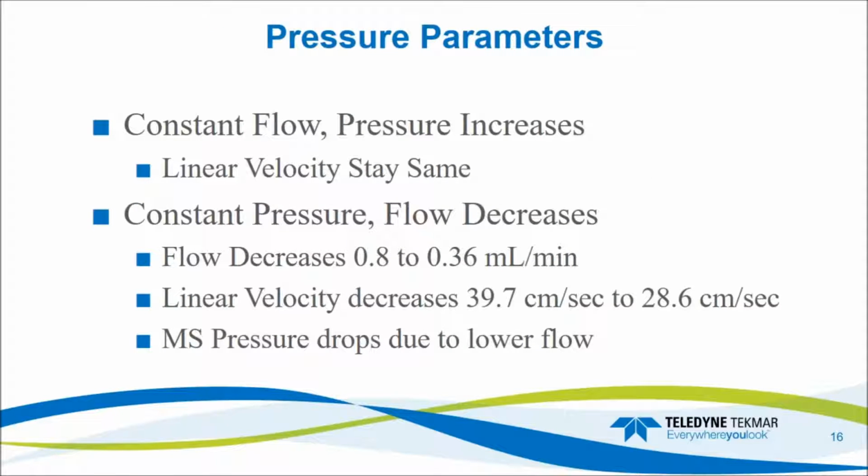And as you know, with constant flow, the pressure will increase, but the linear velocity stays the same. When you do it by constant pressure, the flow does decrease. And watching the GC, we've noticed the flow decrease from about 0.8 mL per minute down to about 0.36 mL per minute when it reaches the final temperature. The linear velocity, because of that flow change, also decreases. So it went from about 39.7 centimeters per second down to about 28.6 centimeters per second.